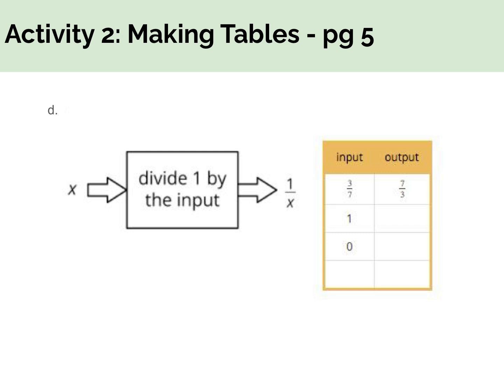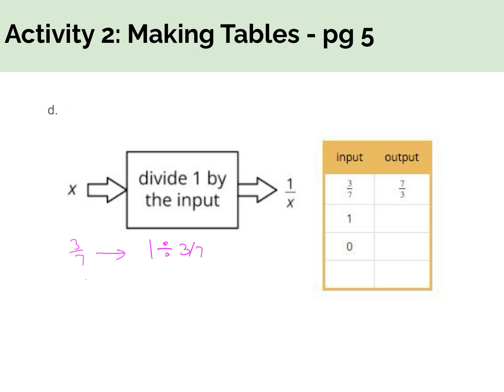All right, also on page D, we have X. So we have divide 1 by the input. So the first one we have is 3/7, right? And we're going to divide 1 by the input. So really what we're doing is 1 divided by 3/7. And put this in as a fraction. So do 1, divide, make it a fraction, 3/7, press enter. Oh, that makes it 7/3.